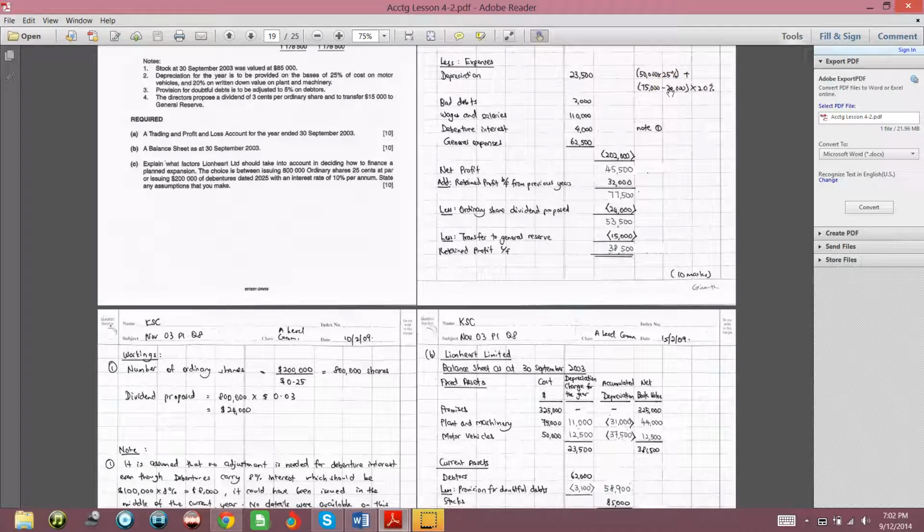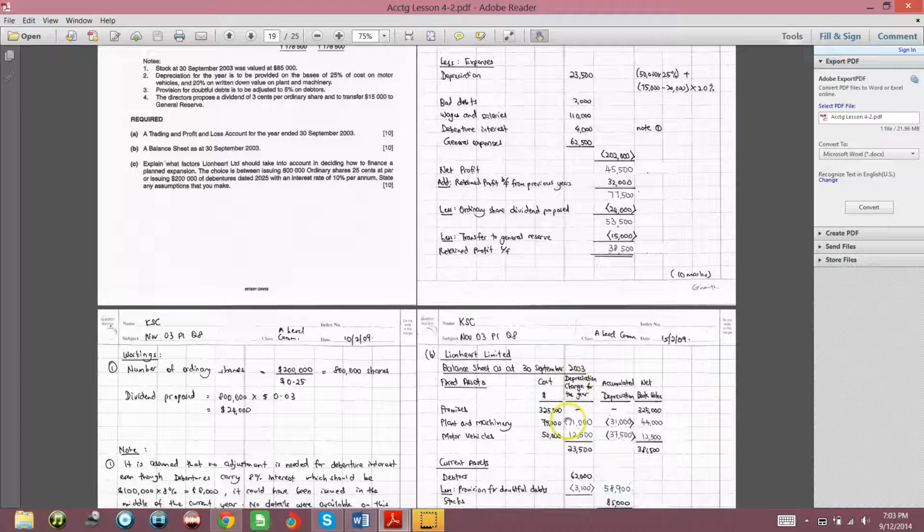And then the plant and machinery is 20% on written down value. Written down value means net book value at the beginning of the year, okay? So you take 75,000 minus 20,000, given in the question, the accumulated depreciation at the beginning of the year. So that is the net book value at the beginning of the year. Net book value at the beginning of the year will be 55,000 times 20%, so that will give you 11,000. So this is the depreciation charge for the year.